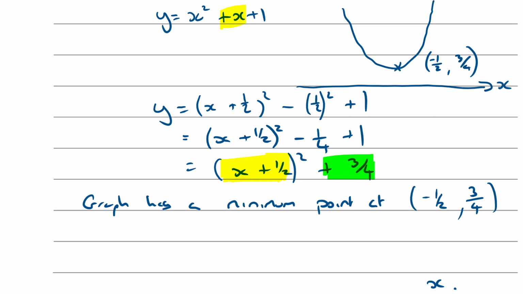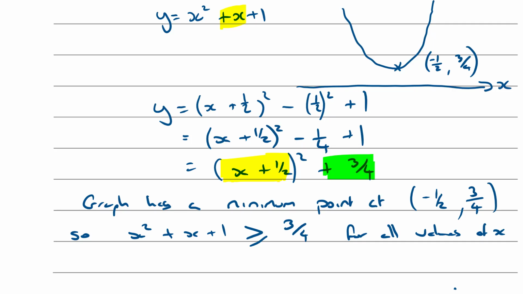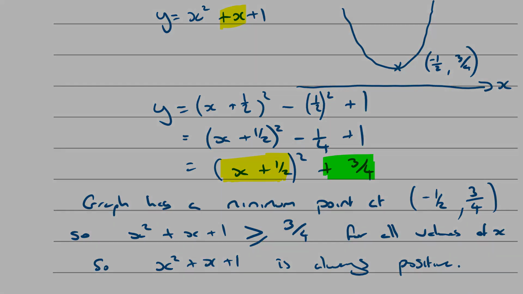So how can I write that down? So x squared plus x plus 1 is going to be greater than or equal to 3/4 for all values of x. All values of x. So x squared plus x plus 1 is always positive. And we're done.